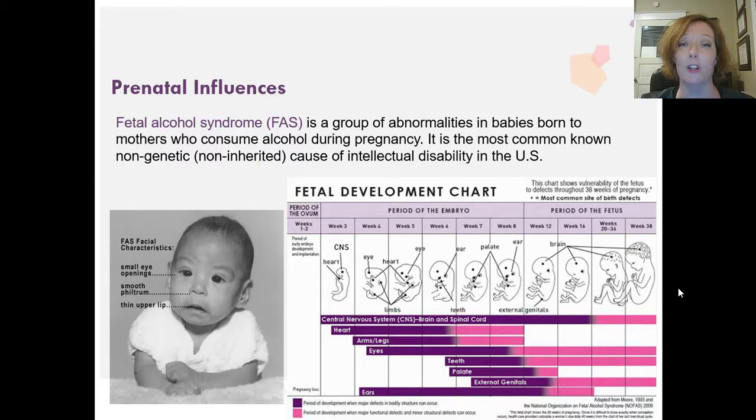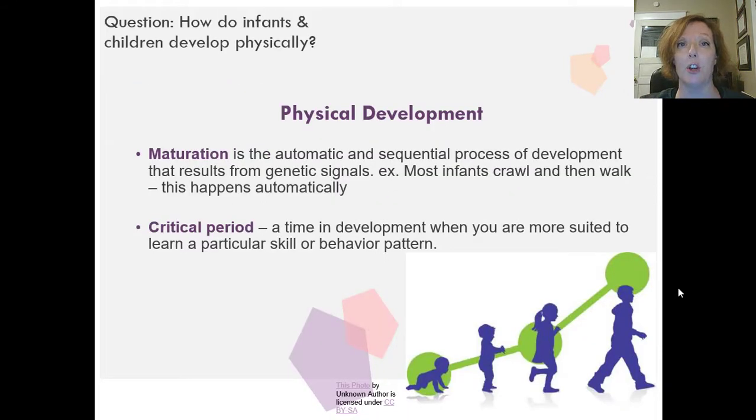Some of the effects of fetal alcohol syndrome include very specific facial characteristics. So this is including smaller eye openings, a smooth philtrum, which is this area right here, and a very thin upper lip. A couple of concepts that you need to know in this unit regarding physical development are maturation and a critical period. Maturation is the automatic and sequential process of development, and it results from genetic signals. So, for example, most infants crawl and then walk, and it happens automatically. It's not something that you have to really do anything about.